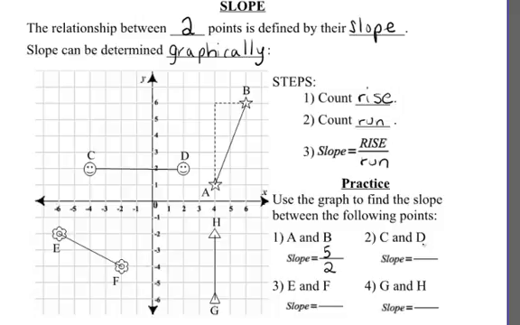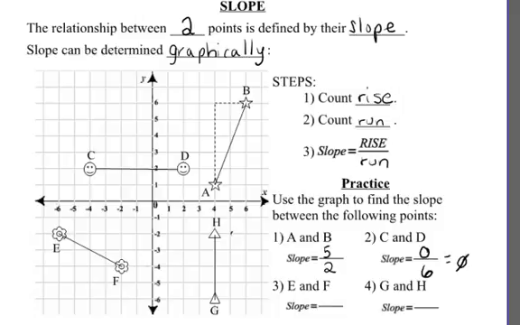Now, how far do we have to rise to get from C to D? We don't rise any. How far do we have to run? 1, 2, 3, 4, 5, 6. But we really didn't have to calculate the run there, because 0 divided by any number is 0. So our answer is simply 0. Okay, let's look at the next one.